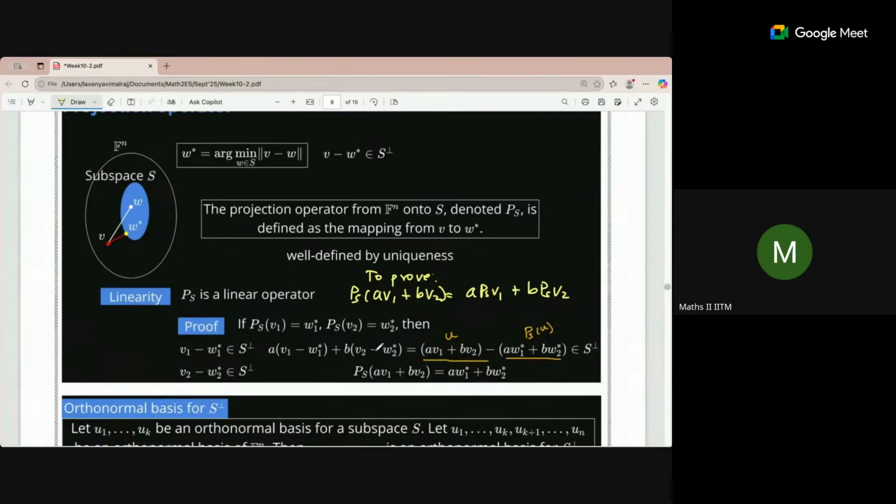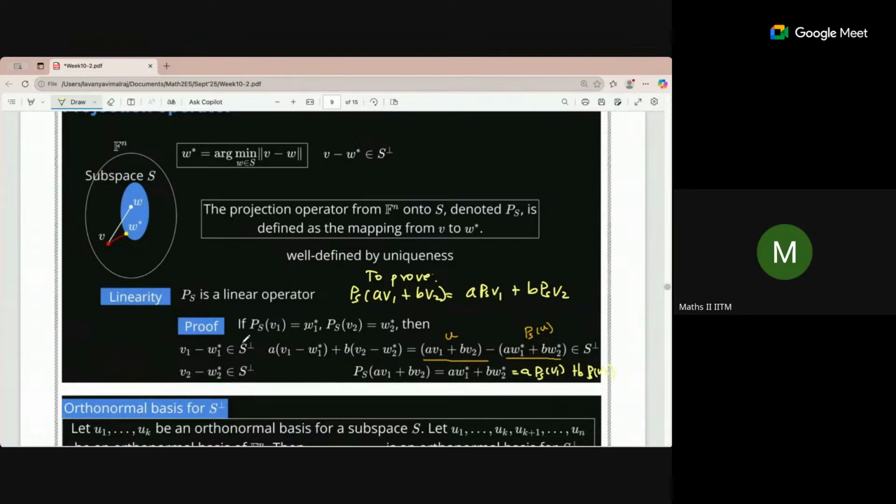Now I'm going to rewrite this. If I rewrite it, what will I get? AV1 plus BV2 together, and then AW1 star plus BW2 star together. If I consider this vector as U, then this is nothing but PS of U. So PS of U is basically the vector AW1 star plus BW2 star. And what are W1 star and W2 star? If you plug them in, you know that this is A PS of V1 plus B PS of V2. So you have obtained the linearity.